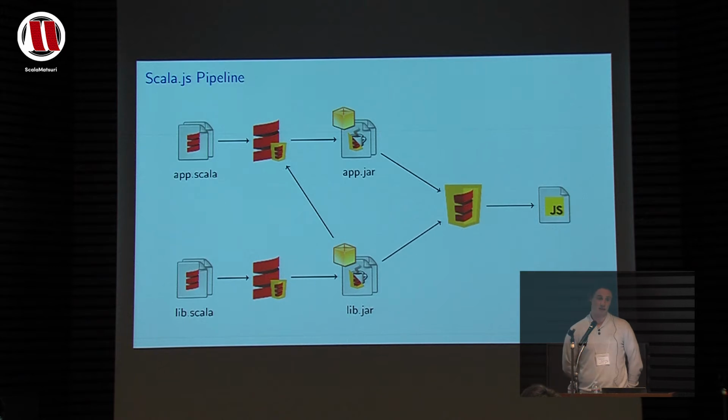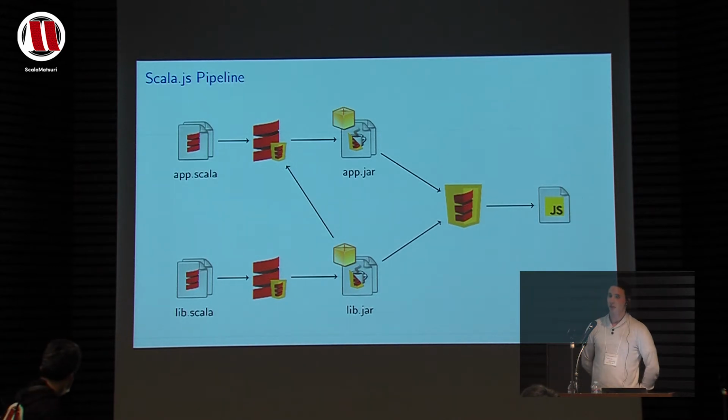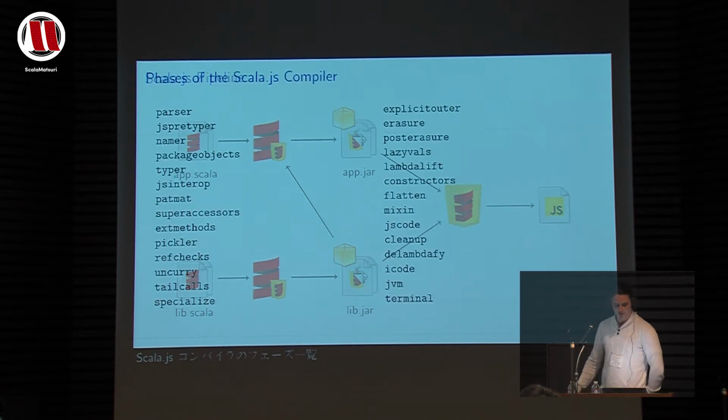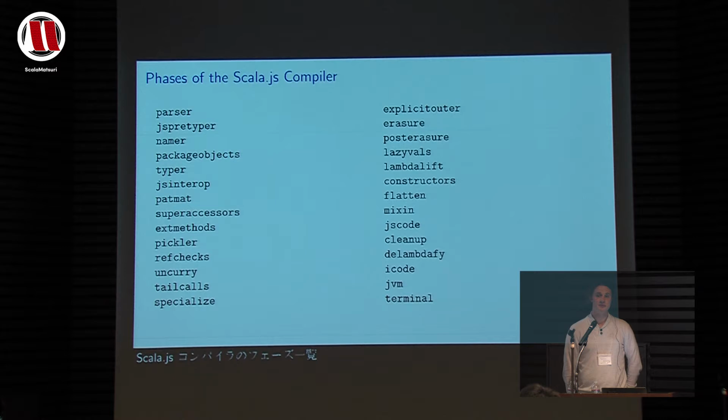Okay, so this is the big picture of what I'm going to talk about. You can see here there's two main components, the Scala.js compiler and the Scala.js linker. And yeah, that's the two topics I'm going to talk about. Let's look at the compiler.